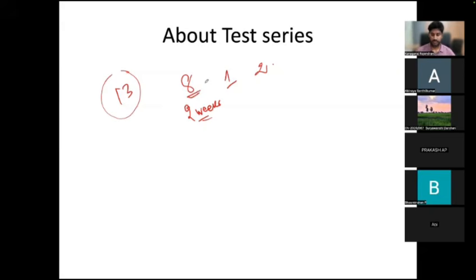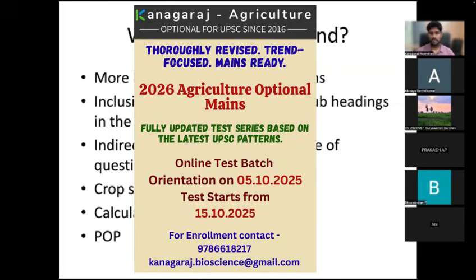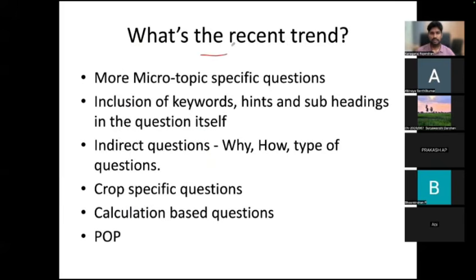Your approach to the test series should be based on the recent trend. I have thoroughly revised this test series compared to the previous one. I have modified some questions and changed the approach also. The recent trend in the UPSC optional paper is that they are asking more micro topic specific questions. Earlier the questions were very general and broader in nature, but nowadays they go in depth in the syllabus and ask a larger number of micro topic specific questions. This is the recent trend in our agri optional paper.